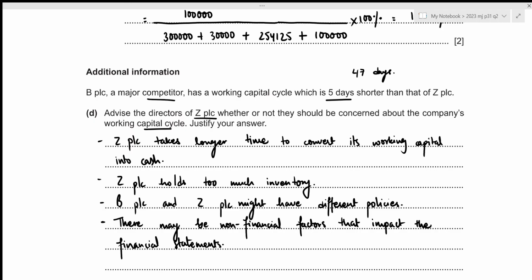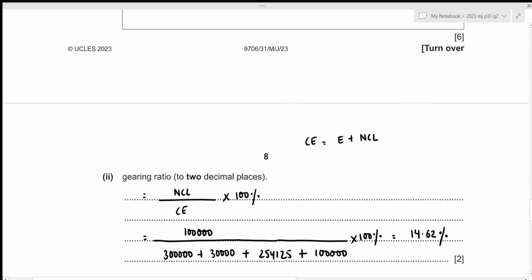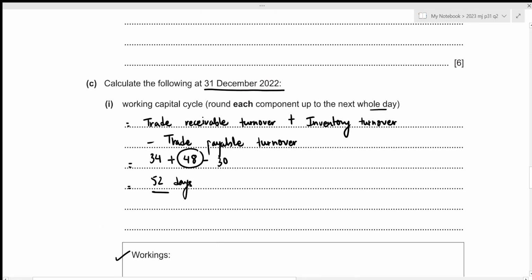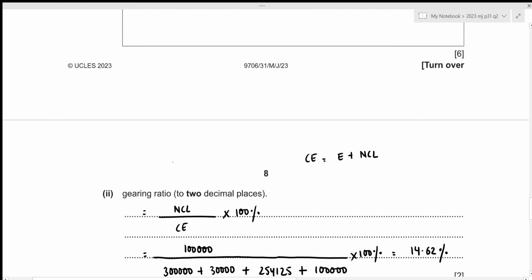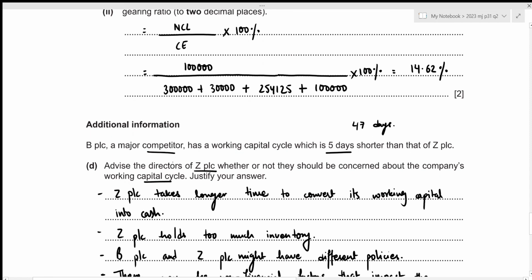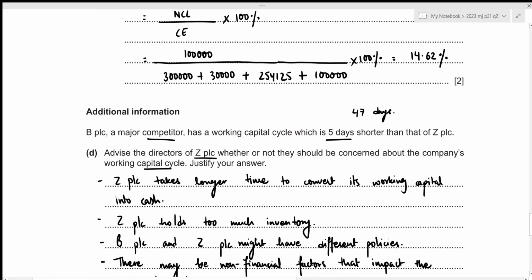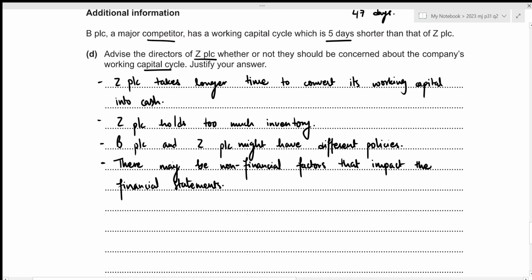Alright, now we need to advise the directors on whether or not they should be concerned about the company's working capital cycle. So if we have a look above, we can see that our trade receivable turnover is greater than the trade payable turnover. So this just means that we are paying to the suppliers way earlier, that's in 30 days, than what we receive from our credit customers, that's within 34 days. So due to this reason, we can just say that ZPLC should be concerned because they have very poor credit control as well as they're paying the payables too early. So they should definitely be concerned about the working capital cycle of the company.